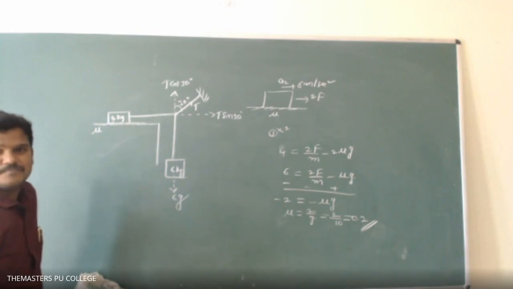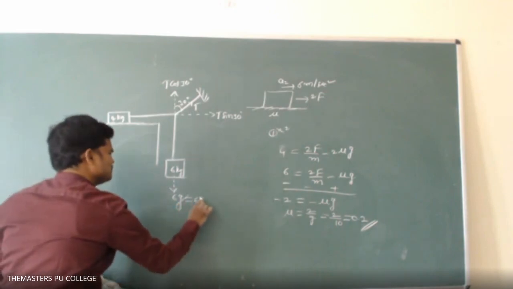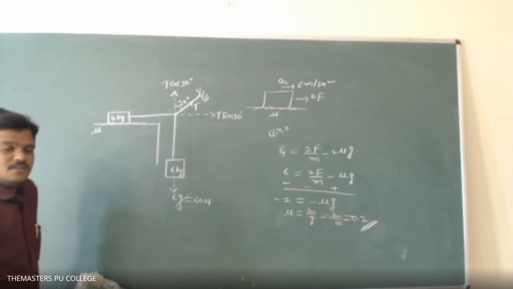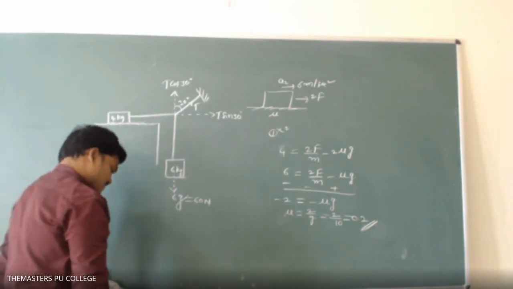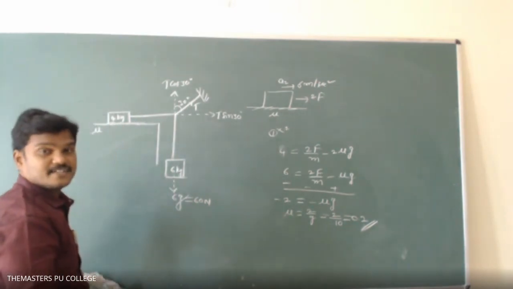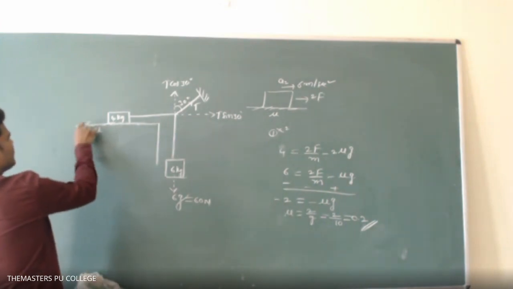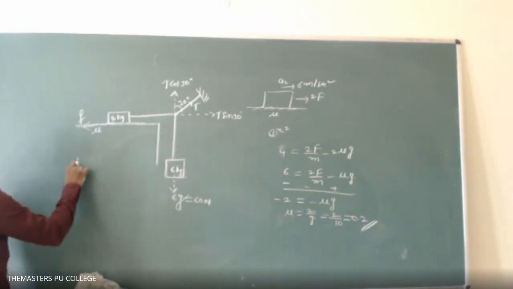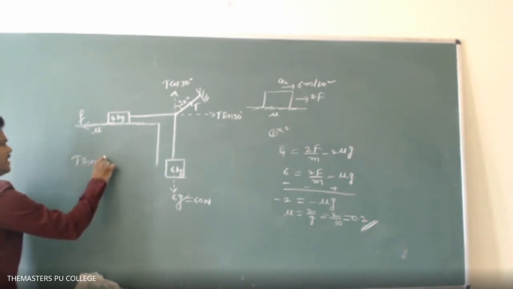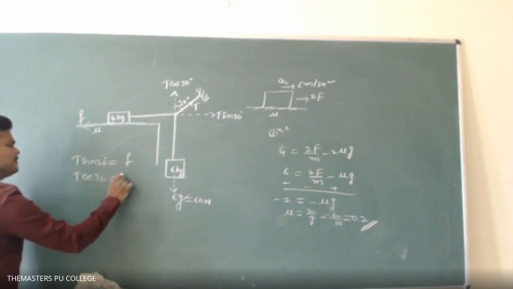6g is 60. The weight of the 6 kg acts vertically downward. So T cos 30 is balanced by 60 newton. Tell me, T sin 30 is balanced by what at the equilibrium position? It is balanced by Fs, the frictional force. So let me write: T sin 30 is balanced by F, and T cos 30 is balanced by 60.